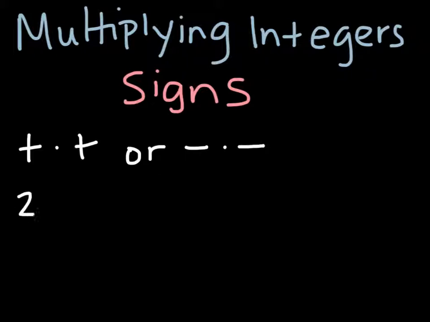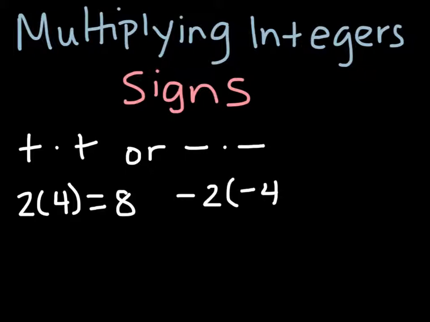For example, if we multiply two positive numbers by one another, our answer will be positive. If we multiply two negative numbers by one another, our answer will also be positive.